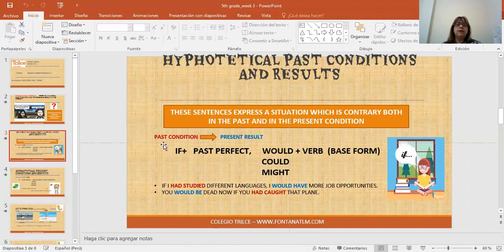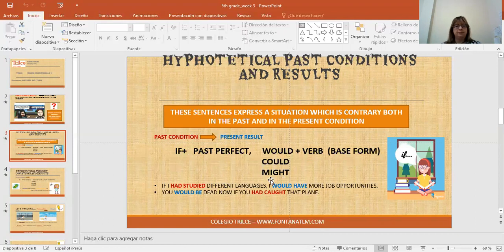The structure right here, remember that we have two kinds of mixed conditionals this week. Next week, we are going to practice two more conditionals, but at the present time, we only have two mixed conditionals up to the moment. We have a rule. Past condition reflects a present result. For example, if plus past perfect, you can use would, could, or might plus the verb in base form.